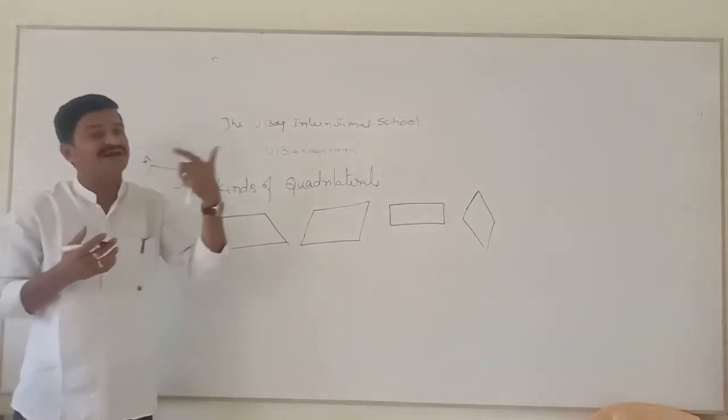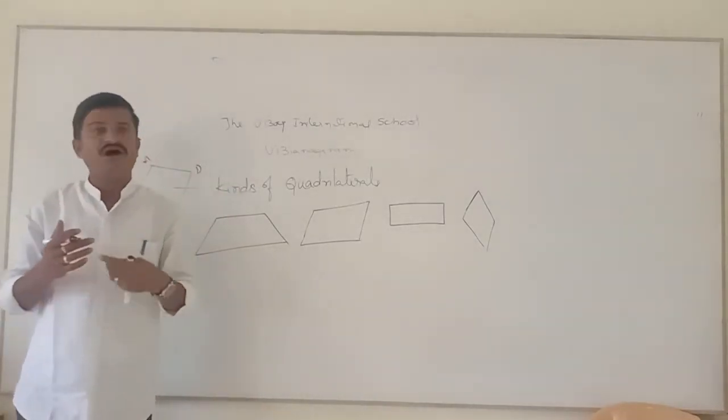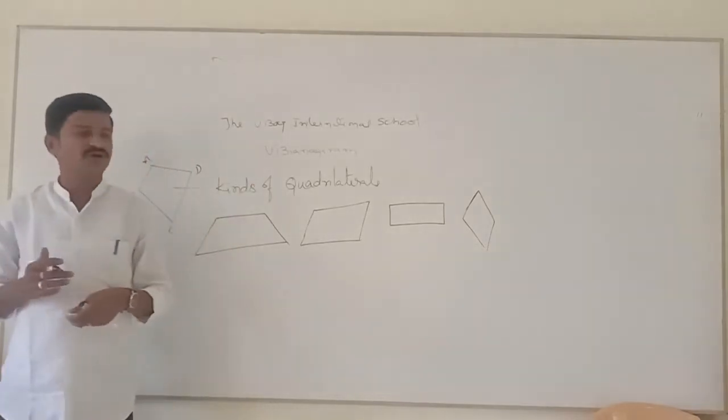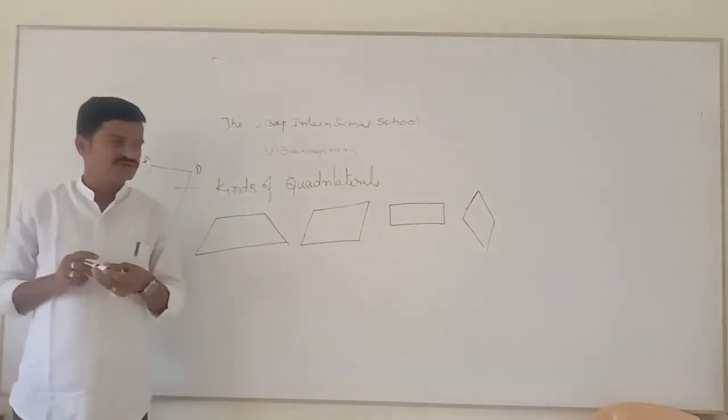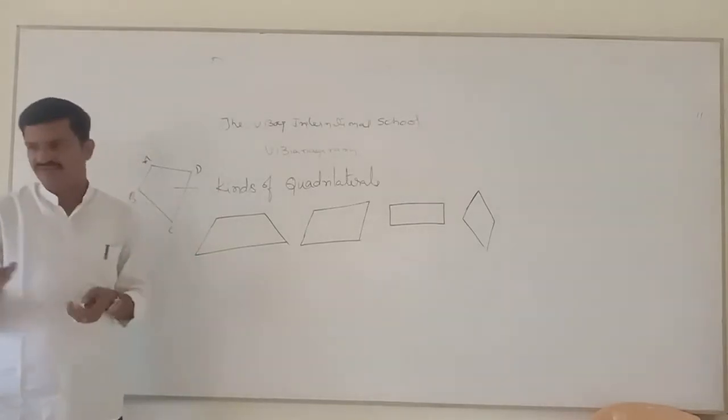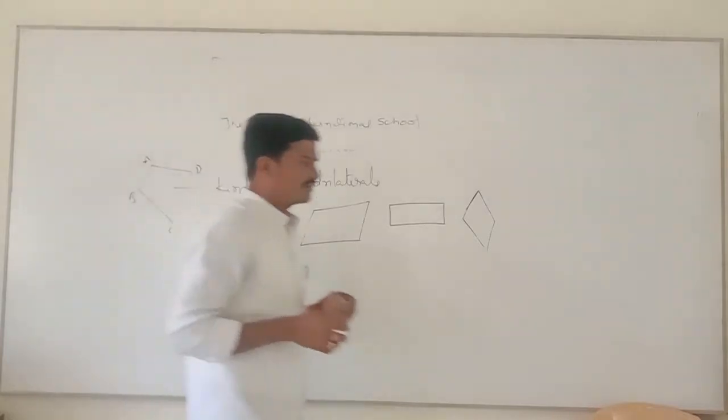So, how can we classify the quadrilaterals? How can we give names to the quadrilaterals in our class? Today we are going to discuss. Understood? So, all of you write. I know there is no need to write the definition of quadrilateral. Already it is given. Now, kinds of quadrilateral.